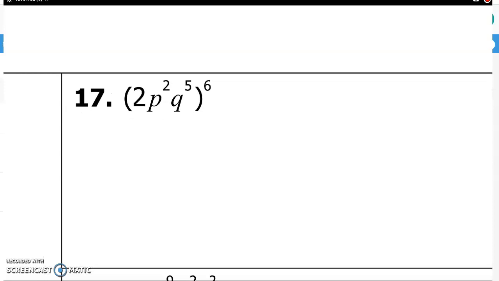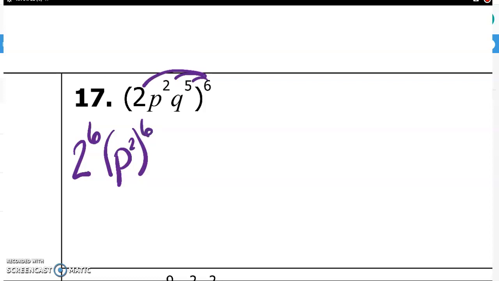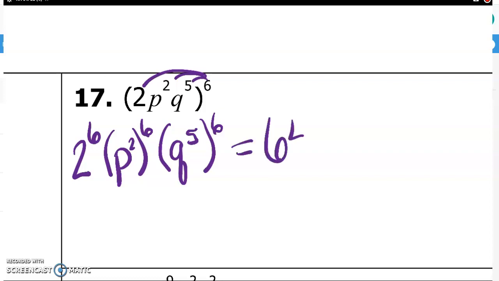Number 17, again, you're just going to do each thing separately. So we would have 2 to the 6th, p squared on the inside, 6 on the outside, q to the 5th to the 6th. So again, if that's something that you think you need to do, then you need to make sure you take the time to write those extra things out. Okay, so 2 to the 6th is 64, p to the 12th. So you multiply your little numbers. P to the 12th, q to the 30th would be your final answer.